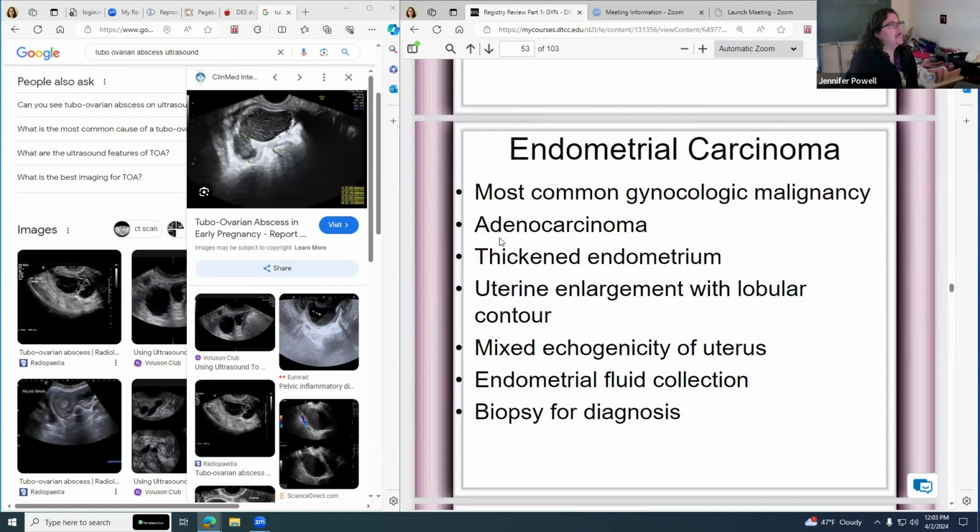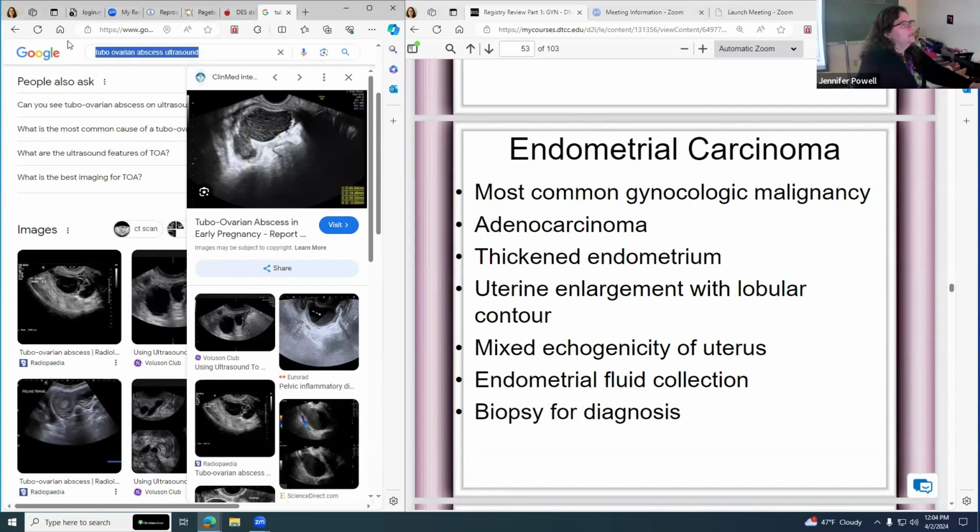It is usually an adenocarcinoma: thickened endometrium, uterine enlargement with lobular contour, mixed echogenicity within the uterus, endometrial fluid collection. There must be a biopsy done for diagnosis.